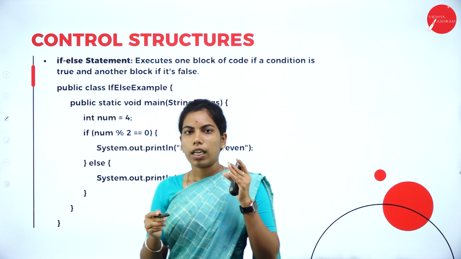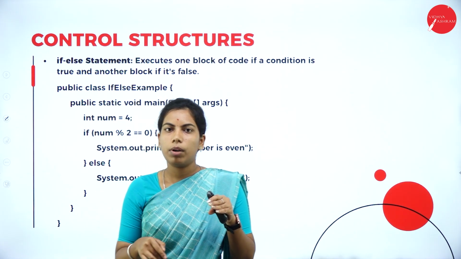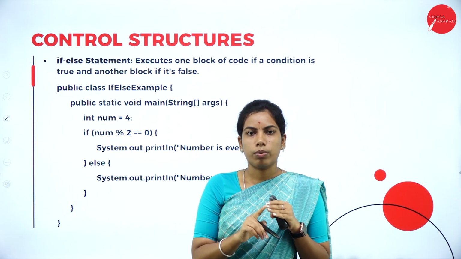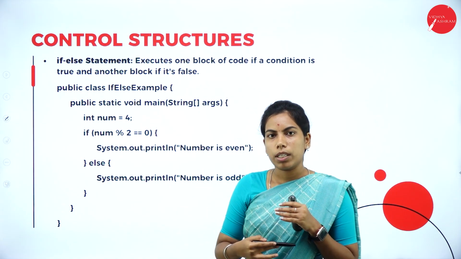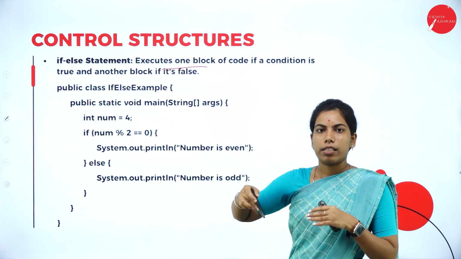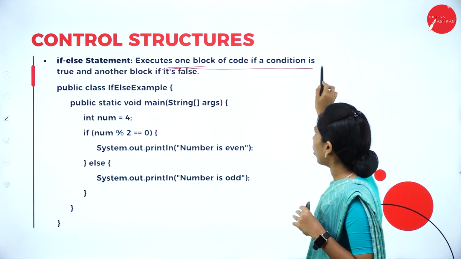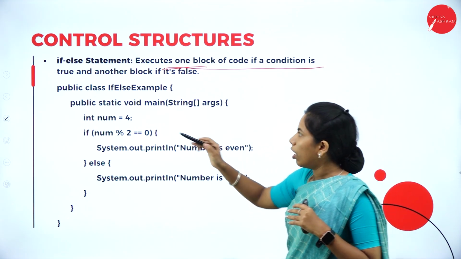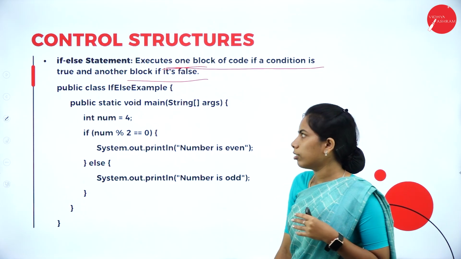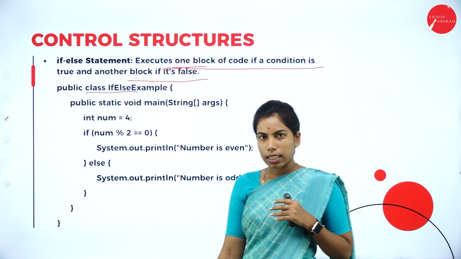And come to the if else part. In the if, if the condition is true, then only the block of statements is executed. In that case, if the condition is not true, then the else part of the statement is executed. That is what an if else statement. It executes one block of code if a condition is true, and another block if it is false. That is what the else part. So declare a class named if else example.